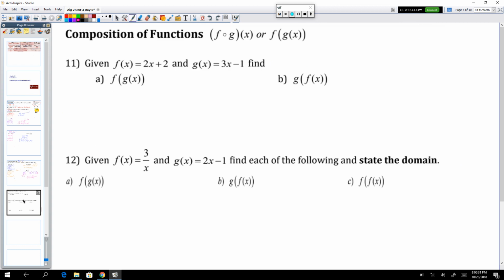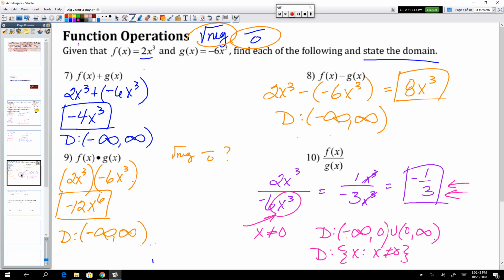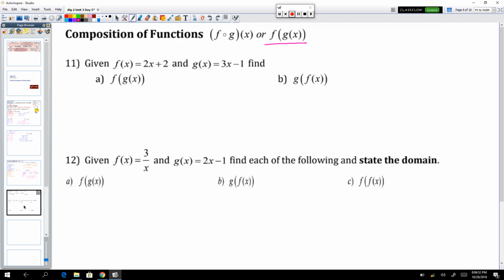Now, composition of functions is a little more tricky. Composition of functions is also mistaken as multiplication because it kind of does look like it, but please don't get that confused. f of g of x is not the same as f of x times g of x. So keep in mind that that is not the same notation. f of x times g of x looks different than f of g of x.